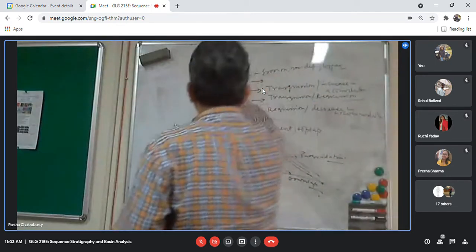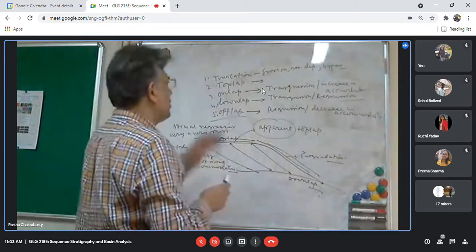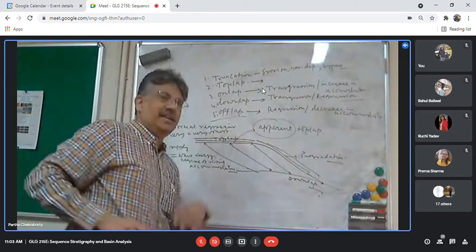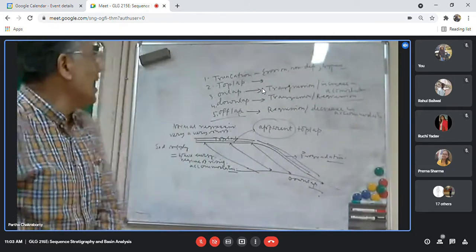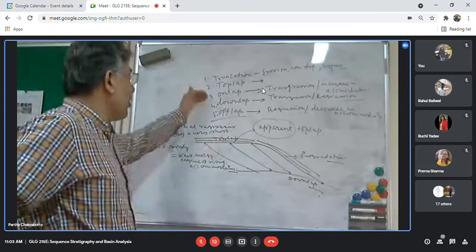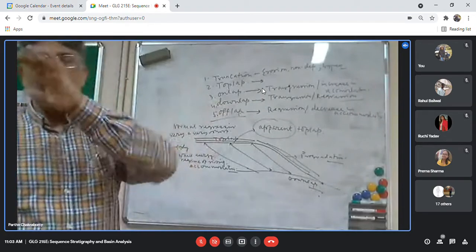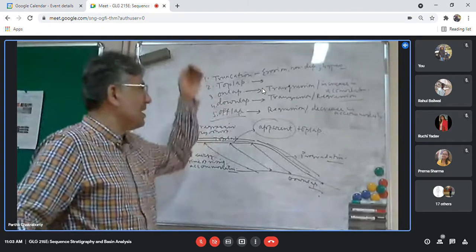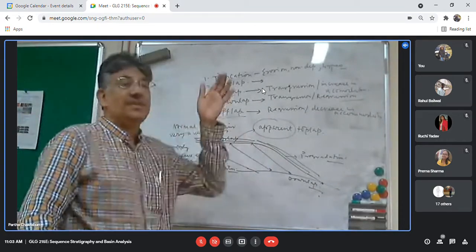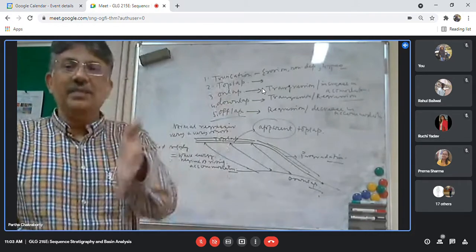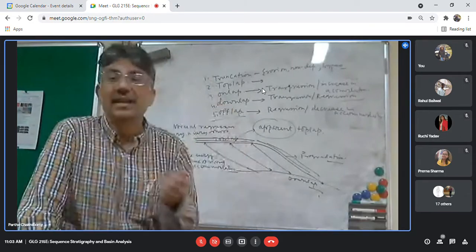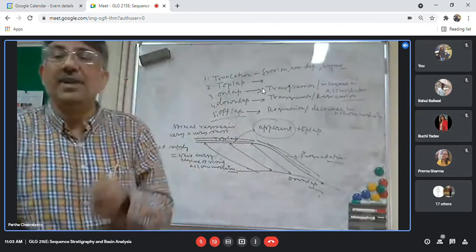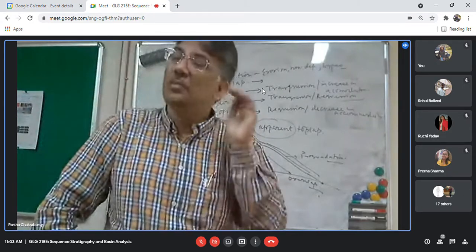Now, if you see a truncation, it definitely indicates an unconformity. It indicates erosion or non-deposition. Onlap and offlap are a sure indicator of a transgression or a regression. Downlap is non-diagnostic. It can be related to transgression or to regression. And top lap can generate for a short period of time with normal regression, with bypass of the sediment.